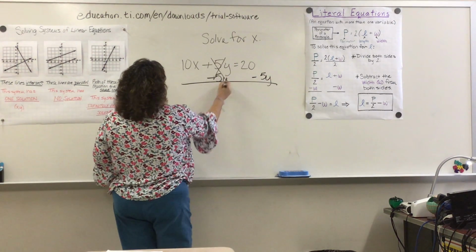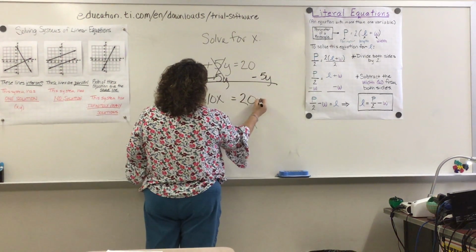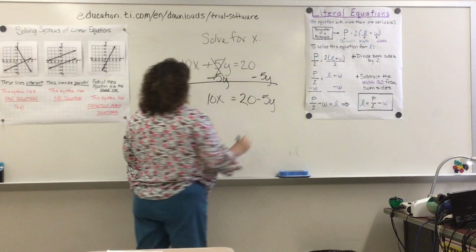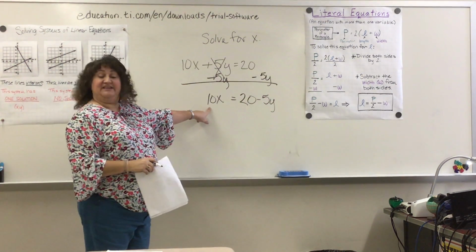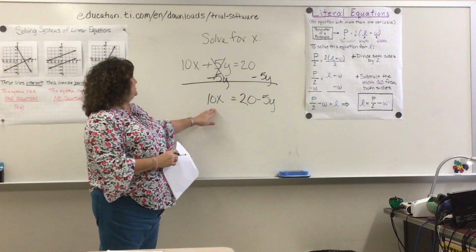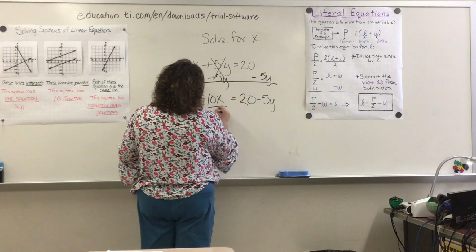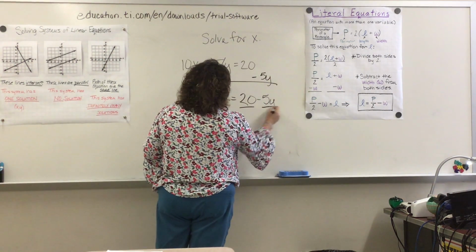That gets rid of it on this side, and I still have 10x. And then all I'm left with is the 10. I need to get rid of the 10. Now this is 10 times x. So since it's multiplied, I have to divide it. So I'm going to divide this by 10, which means I have to divide everything on this side by 10 too.